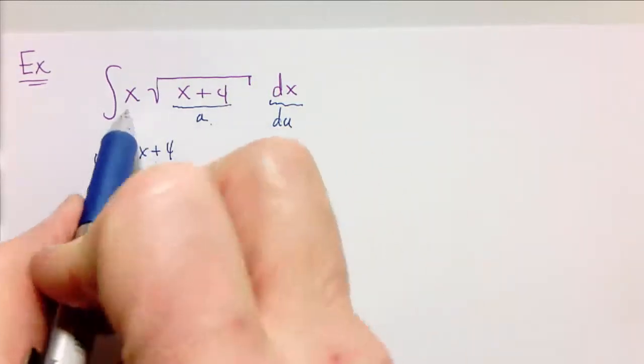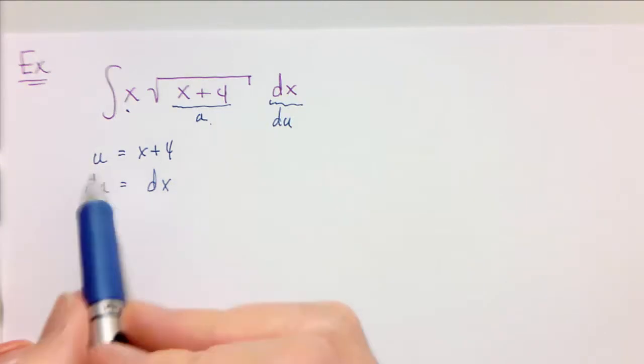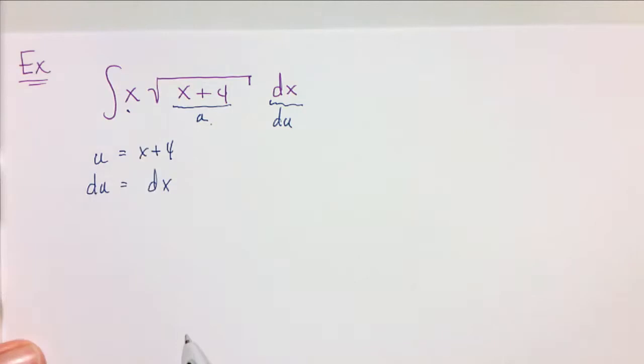What about this x here? What am I going to do with that? All right, it's not covered by u. It's not covered by du. So I have this extra bit here. All right. I call these type 3.